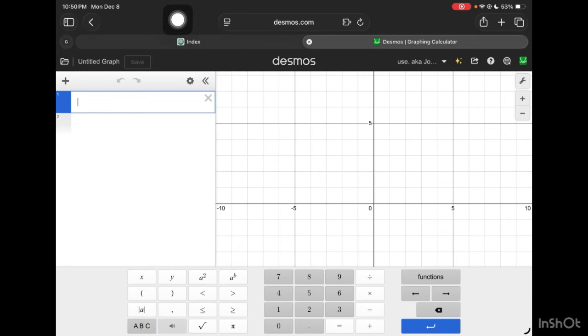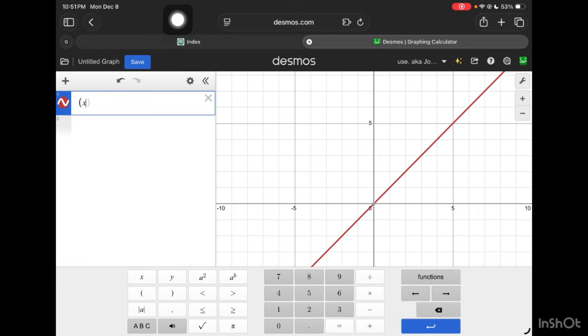So for the last part of the video, this is graph transformation. We first start with the parent function. The parent function is x squared or x raised to any integer above 1. So we have x squared, x cubed, x raised to 4. So let's experiment first with our first parent function.